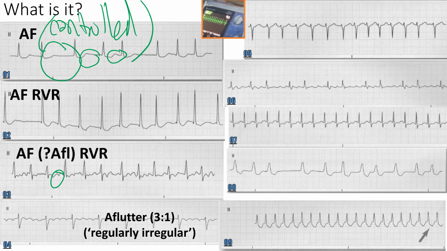PSVT? So PSVT, yep. I don't see a P wave there with the QRS. That little upright complex before the QRS is the T wave still finishing. All right, that's the T wave there. There's no P wave here. No P wave and fast equals PSVT, right?